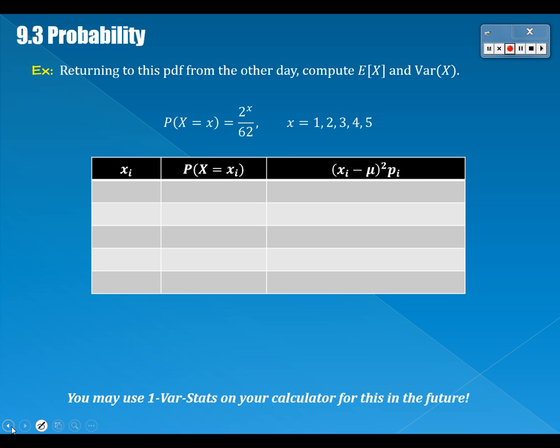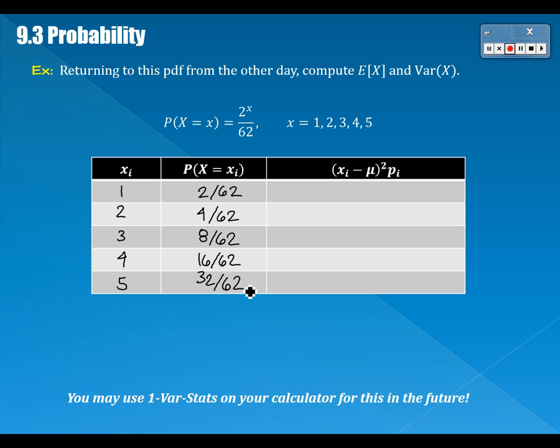Let's actually do this. Let's actually compute the expected value and variance. Here we go. So the values are 1, 2, and so on. This is the probability distribution we did the other day, this function. Let's compute these probabilities. We wrote these down before, I think, but it would be 2 out of 62, 4 out of 62, 8 out of 62, 16 out of 62. And remember, these add up to 1, which is what they should add up to.